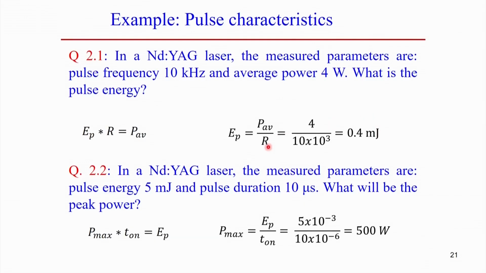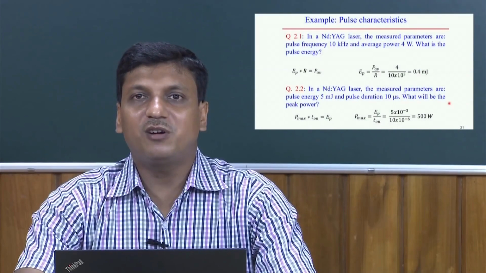Now, if the laser's measured pulse energy is 5 millijoule and the pulse duration is equal to 10 microsecond, what will be the peak power? In this case, the maximum power times the pulse on time is equal to the pulse energy, and from here the maximum power is equal to 500 watt. So, if pulse energy is 5 millijoule, the maximum power is 500 watt, and in the first example the average power is 4 watt, but peak power is 500 watt.